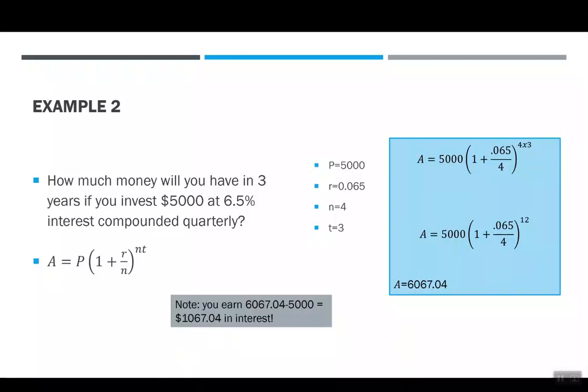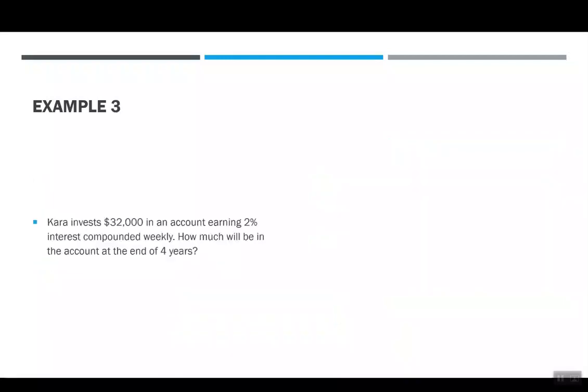One more note, just in case I were to ask you, hey, how much interest did you earn? You always subtract the total amount you had, $6,067.04, from the amount you invested, $5,000, which means there's $1,067.04 in interest.